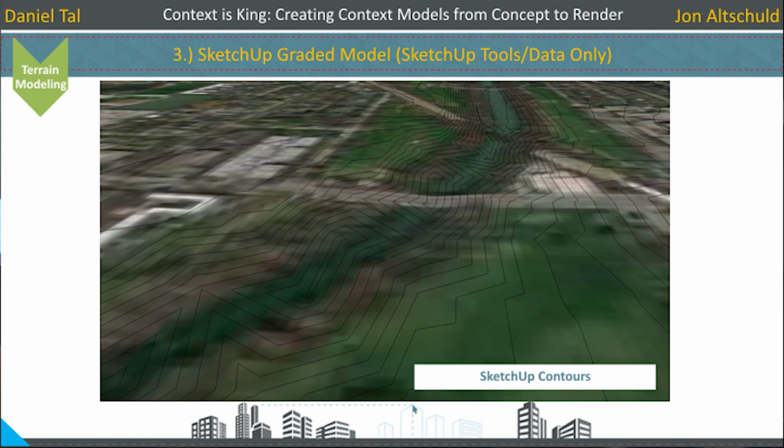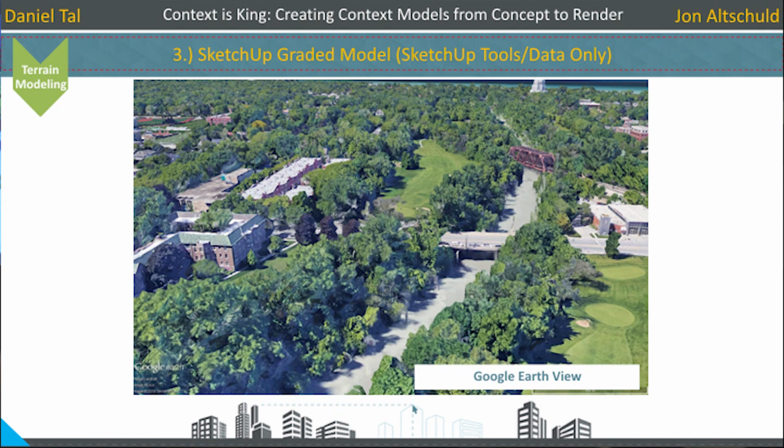So let's talk about SketchUp graded models, SketchUp tools and data only. Here, this was an imported location tool map in SketchUp. And I used an extension called Contour to generate contours to just see how the contours look and what they mean and how they function. There's not a lot of grade there, but if I go to Google Earth Pro and turn on the terrain and 3D information, I know that there's a good amount of elevation in here. I don't have that data available to me, so unfortunately, I have to fake it.